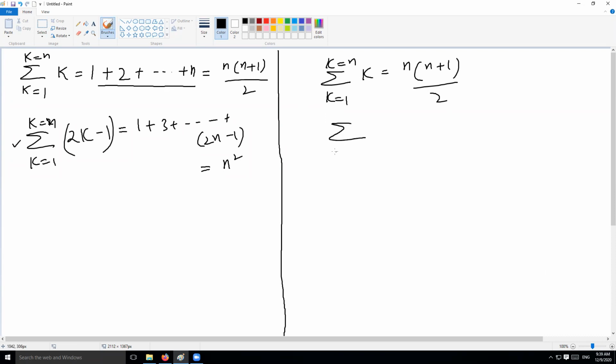Next, if you start from k equal to 1 to k equal to n, and you have this sum of 2k minus 1, then this is going to be what? n square, sorry. My mistake.